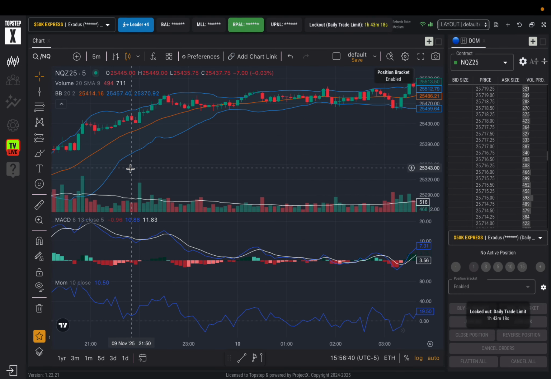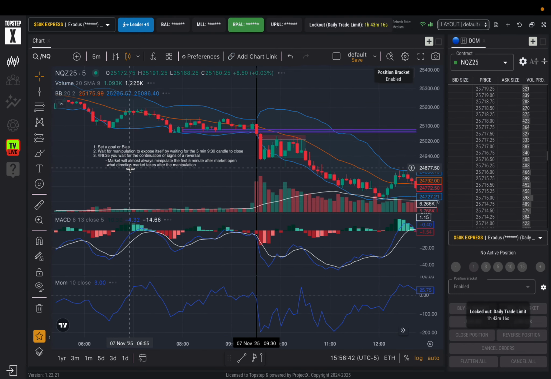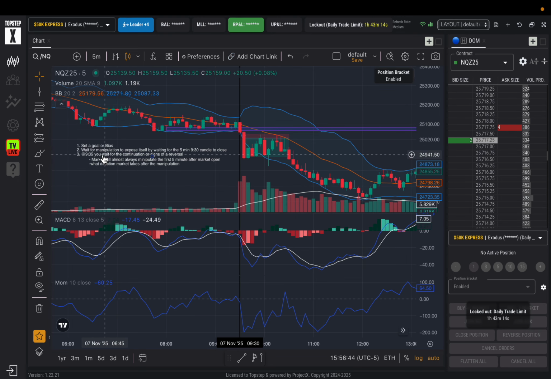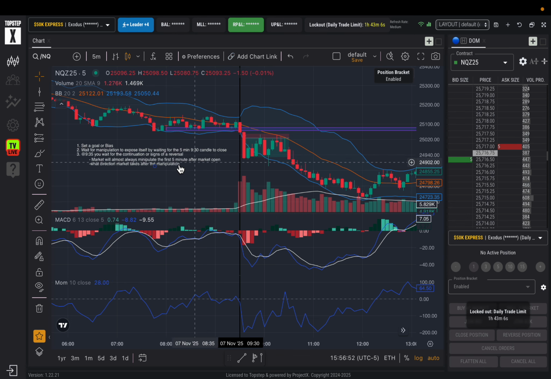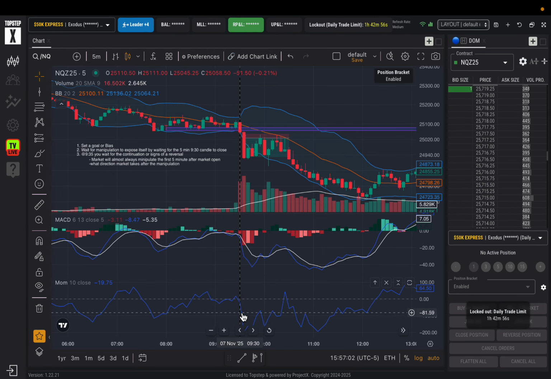Go to the 5 minute, the 7th, right? You wait for manipulation to expose itself. Do not enter the first 5 minute candle. You wait for the second candle, right? You wait for signs of a reversal or signs of a continuation, and the continuation was just following through. As you can see here, the market just kept going down and down, so you just follow it.